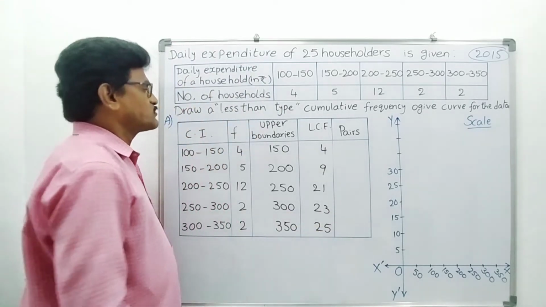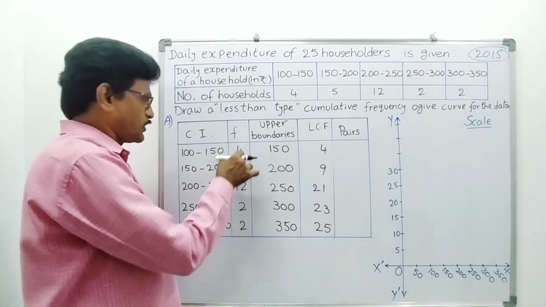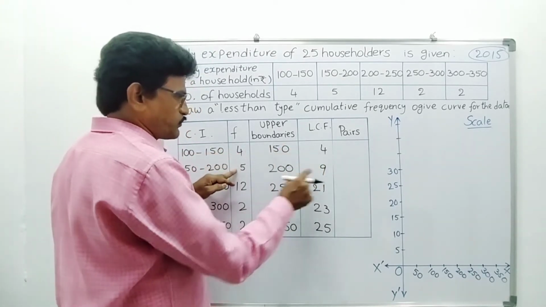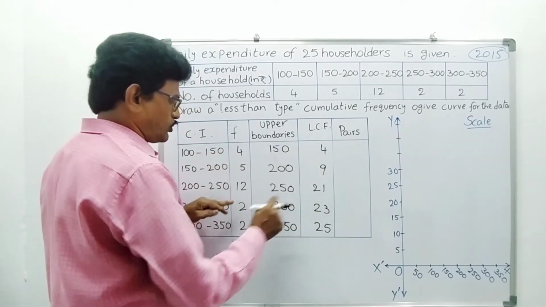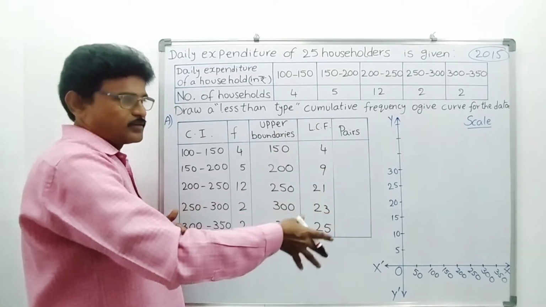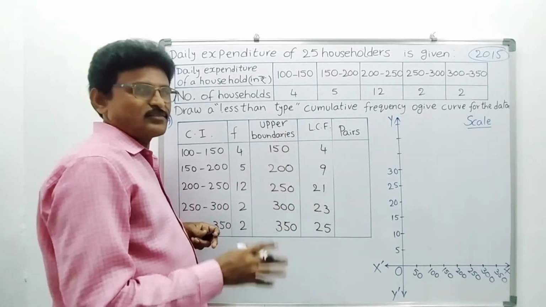Right? Students, what we are doing here? Upper boundaries I am entering here and the cumulative frequency simply we are writing. First one is 4. 4 plus 5 9. 9 plus 12 21. 21 plus 2 23. 23 plus 2 25. Simple. Now pairs I am writing. This is not compulsory, but to plot the graph, it is a little bit important.